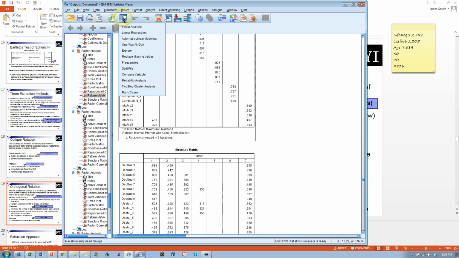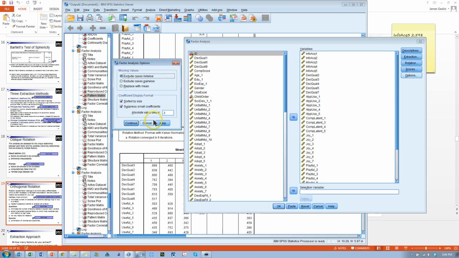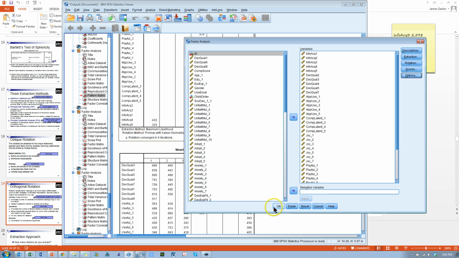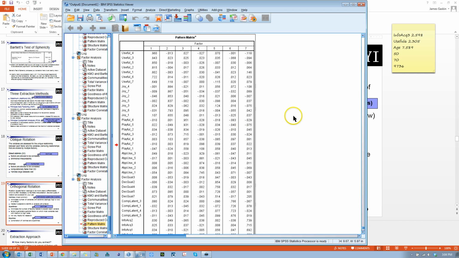Now, if I don't suppress small coefficients over here, notice they will all cross-load. If I go down to the pattern matrix, here's what the pattern matrix really looks like. That's why we suppress small coefficients. But they're all cross-loading. They all relate to each other somehow, to whatever extent. We just see that these values are much stronger than these values. So the question is, how much can they cross-load?